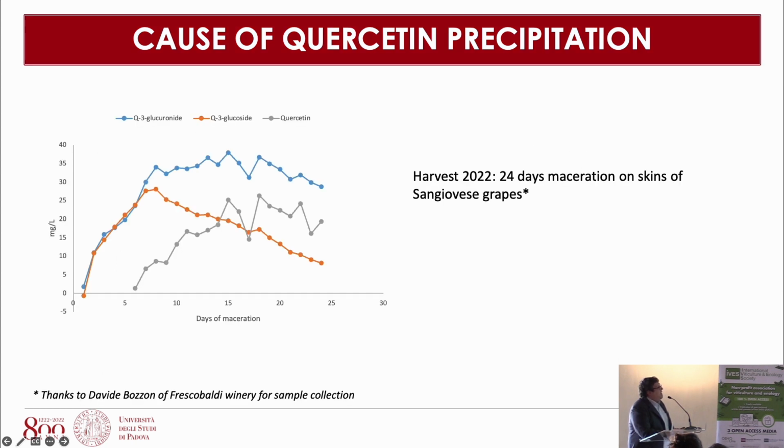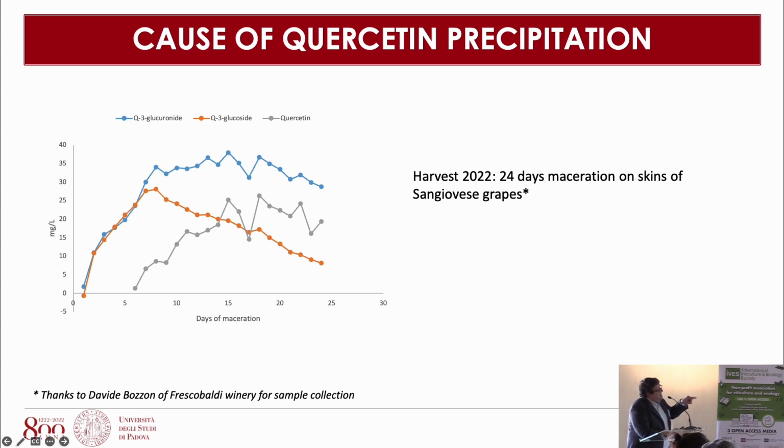So this is a very new graphic we did with Harvest, at the winery Frescobaldi in Tuscany. They collected samples during maceration of Sangiovese for 24 days of maceration, and every day we took a sample and analyzed it.